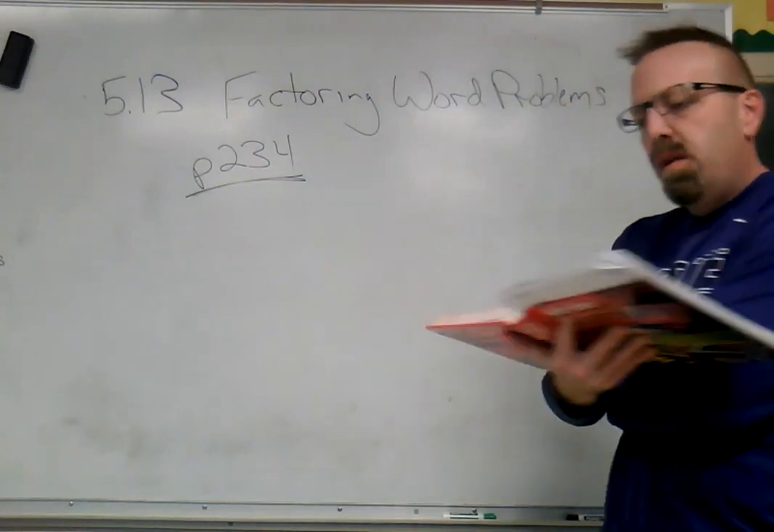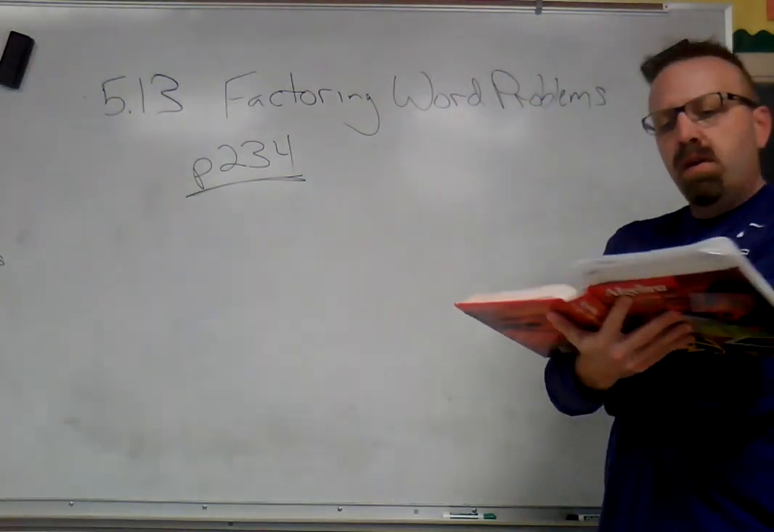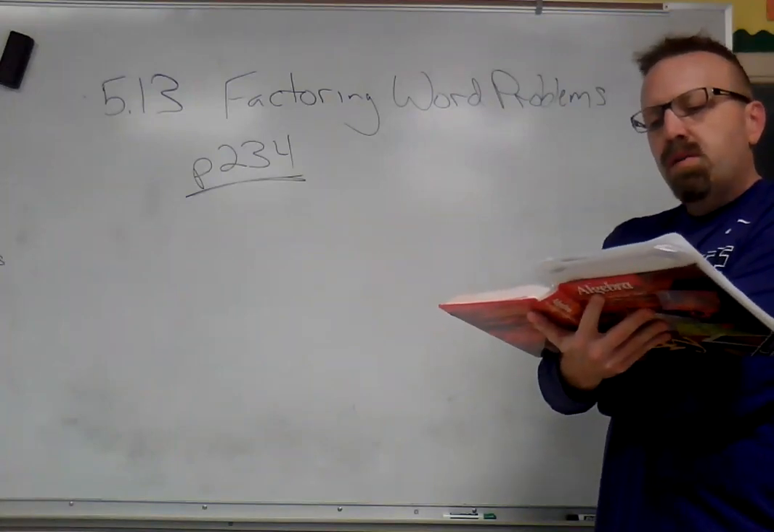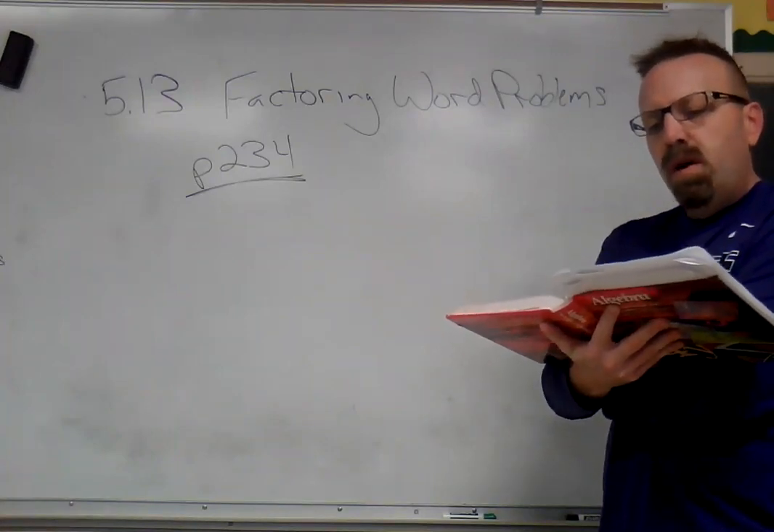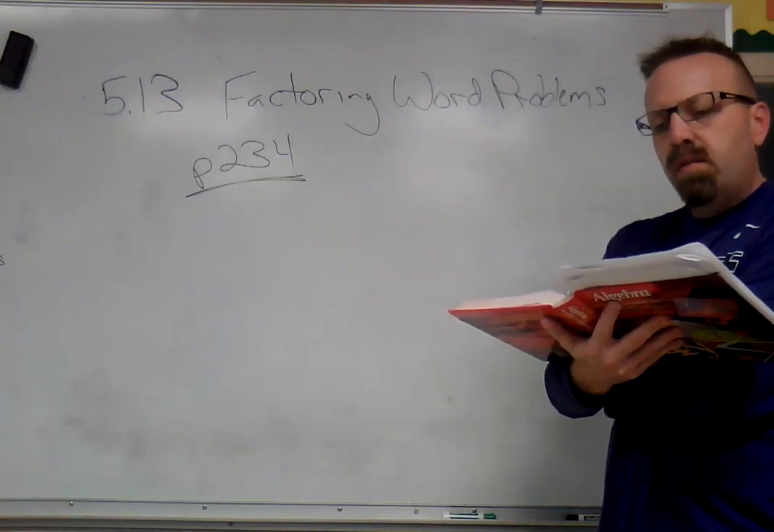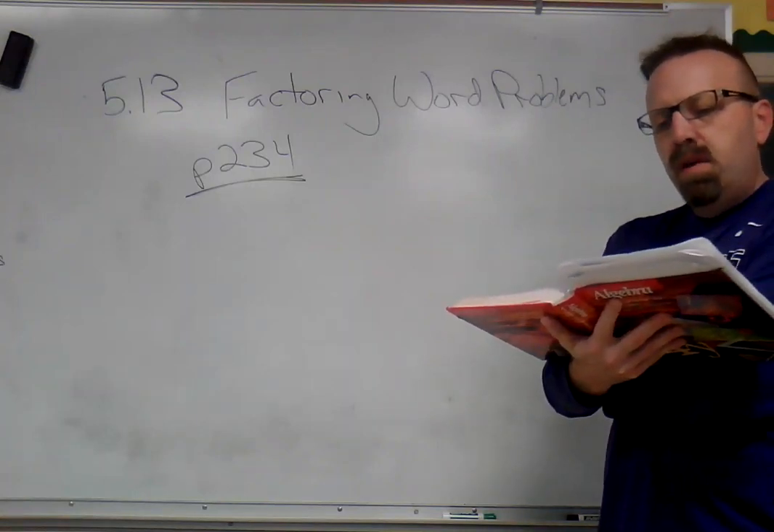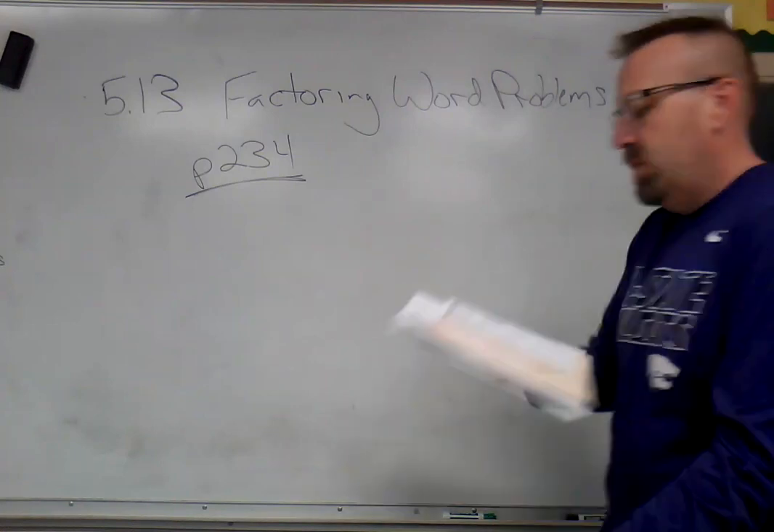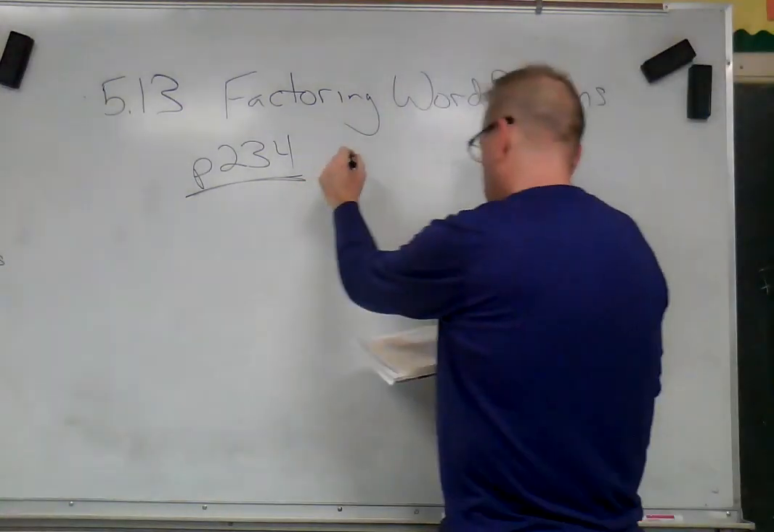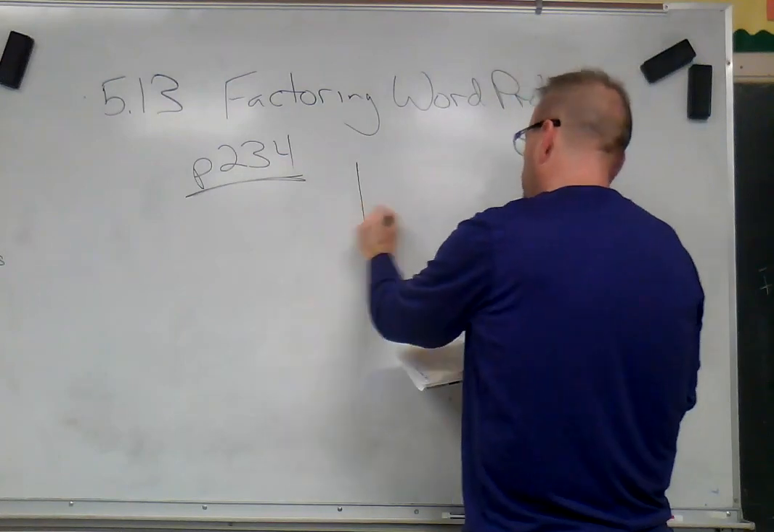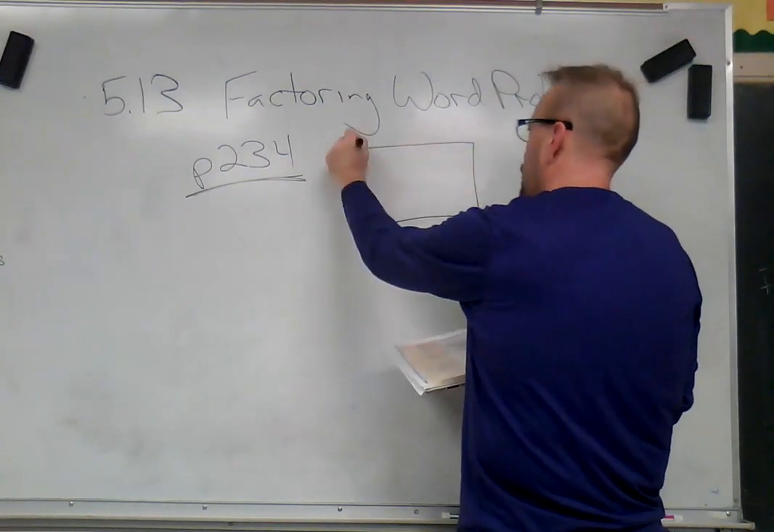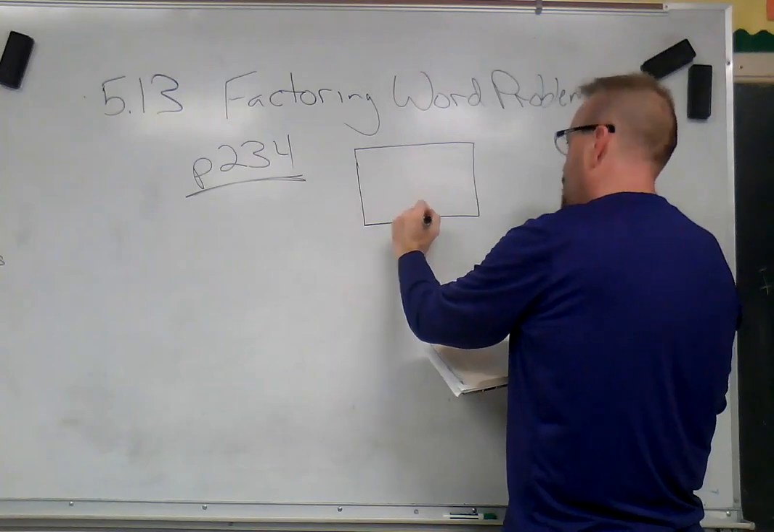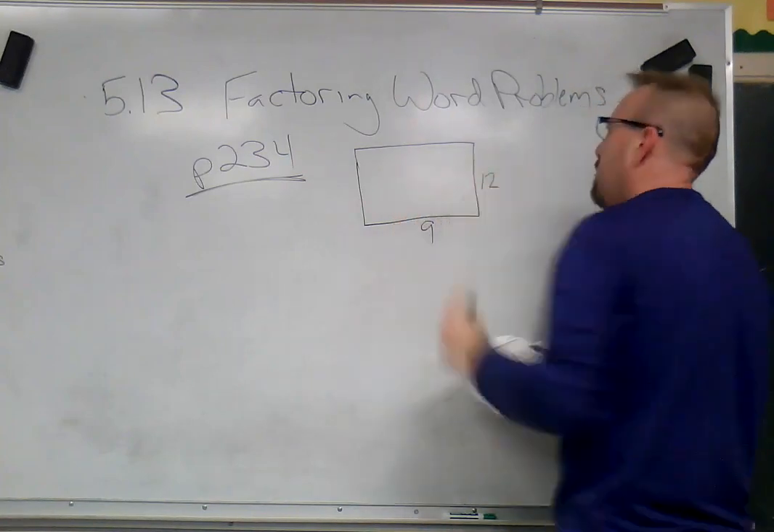It says the decorator plans to place a rug in a room 12 meters by 9 meters so that the uniform strip of flooring around the rug will remain uncovered. How wide will this strip be if the area of the rug is to be half the area of the room? So it says area of the room. So the room is, it's a rug that is 9 by 12. So the rug is 9 by 12.